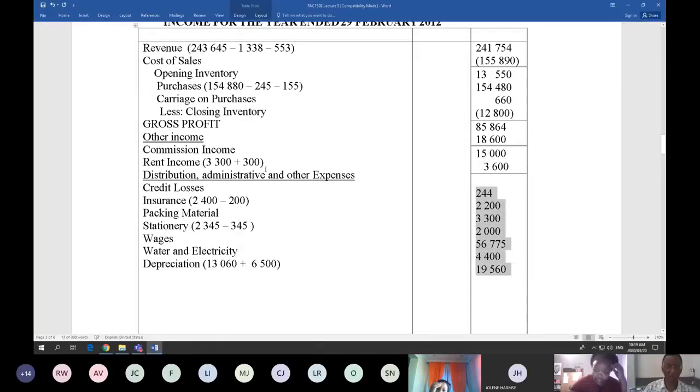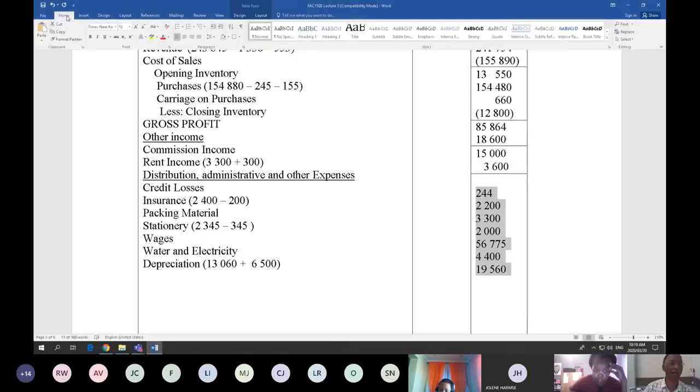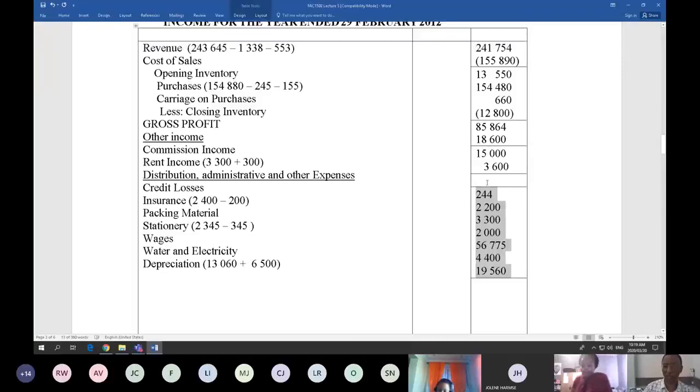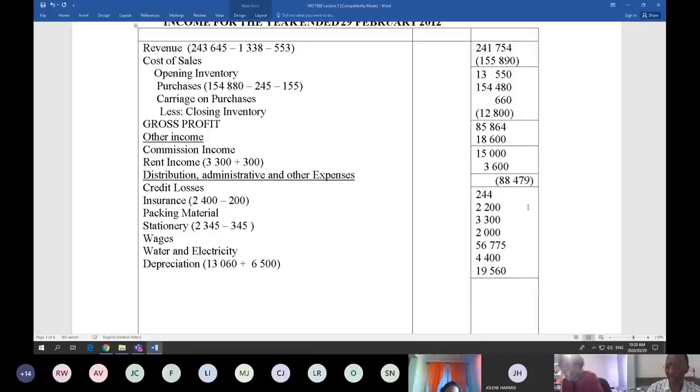I block that now. I block all my expenses together. And if I block my expenses, I add it up, guys, and you must get an amount of 88,479 Rand. 88,479. That is your distribution, administrative, and other expenses.